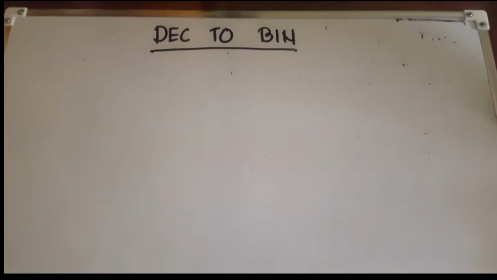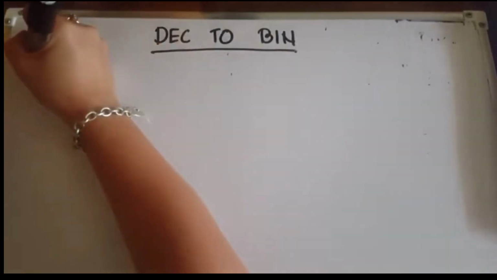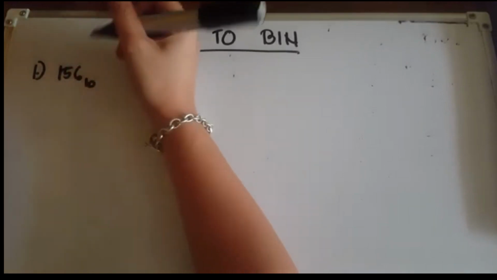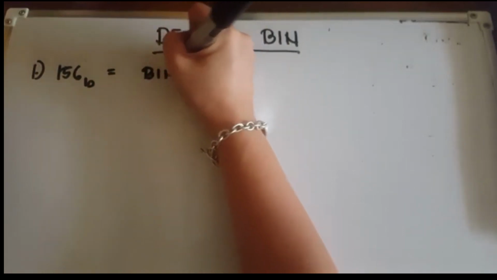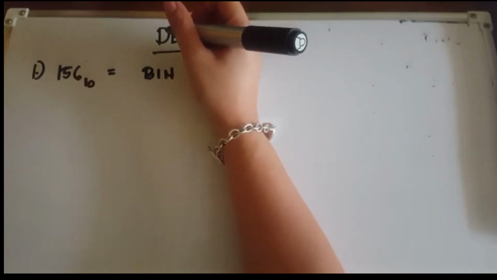So the first example. In order for us to convert decimal to binary, let's convert 156 base 10 to binary using the first method, which is performing short division by 2 with remainder. So let's start. 156 base 10 is to be converted to binary. What we are going to do is to perform this by using a short division by 2 with the remainder.